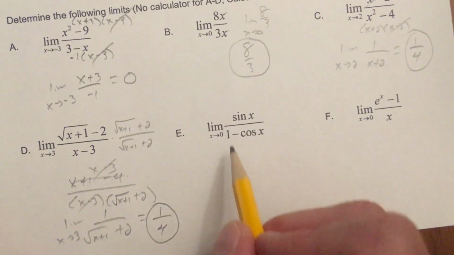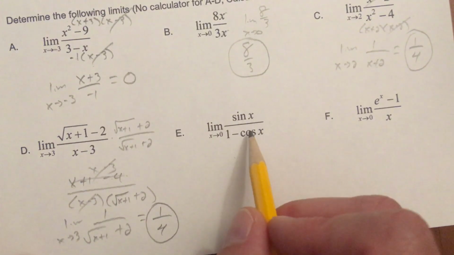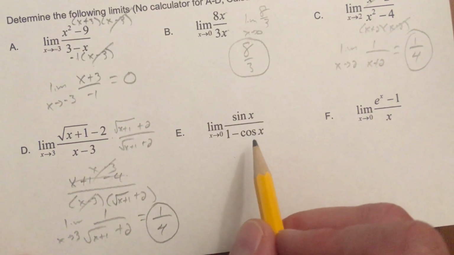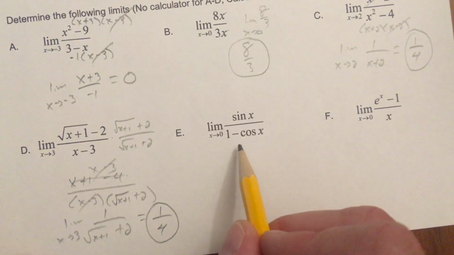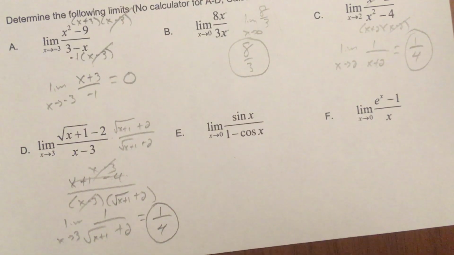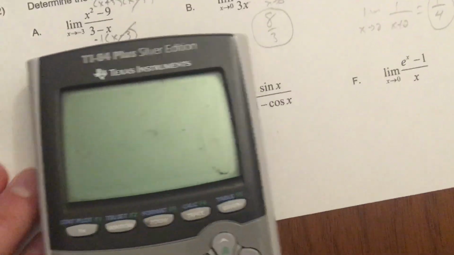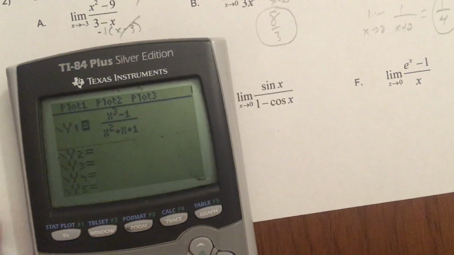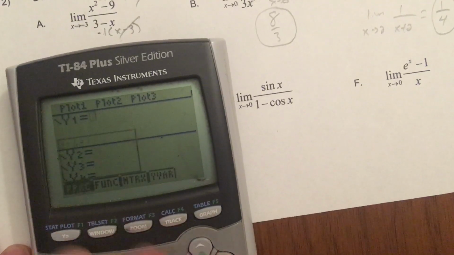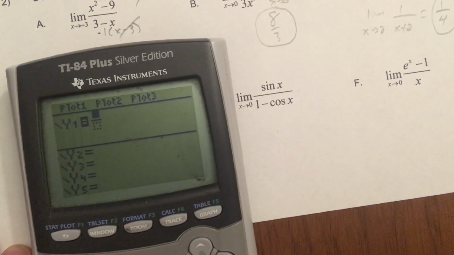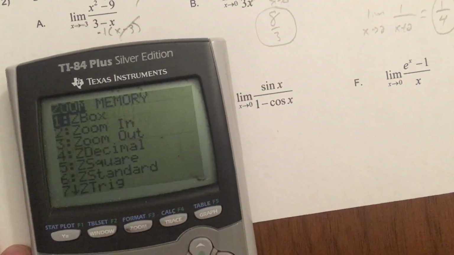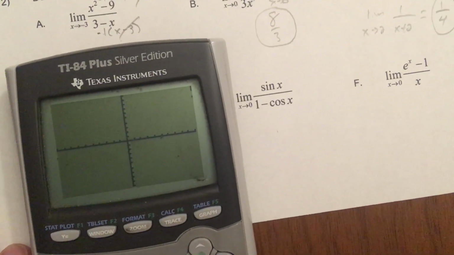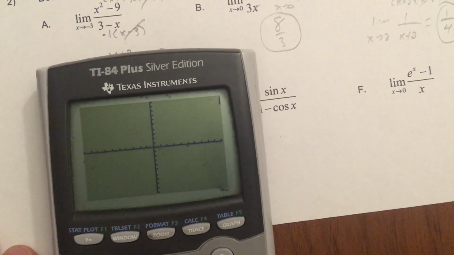Okay. On this one here, what you'd want to do is graph this. And in looking at the graph, you're going to see it approach something at 0. And so we'll go ahead and show you that right now. So if I go to y equals, and I type in, I'm going to go alpha trace sine x over 1 minus cosine x. All right, and again, I want to see what's going on as I get closer and closer to 0. So here's what that graph looks like.